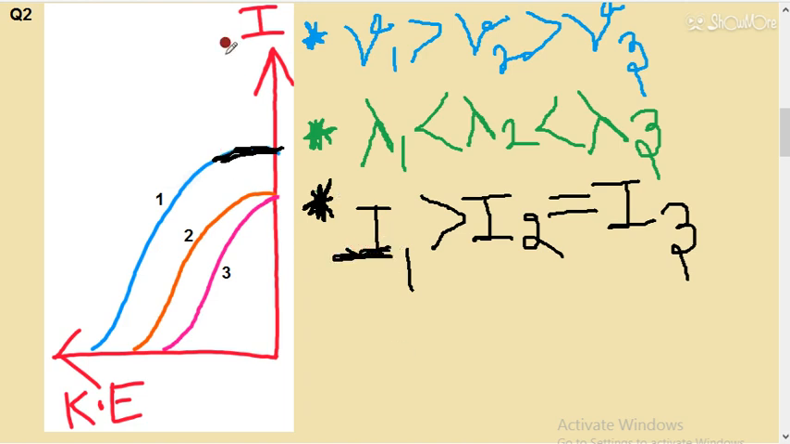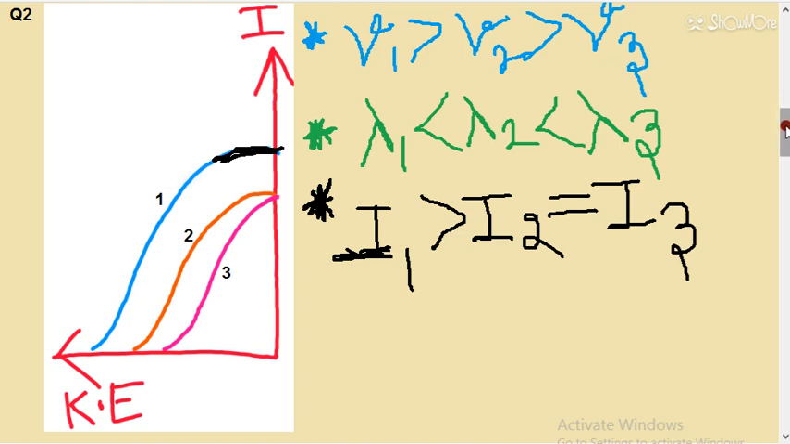So three relations we get from the second question are: first is kinetic energy for frequency 1 is more, kinetic energy for frequency 2 is more than 3. So that means frequency 1 is greater than frequency 2 and frequency 2 is greater than frequency 3. So this is the frequency relation.